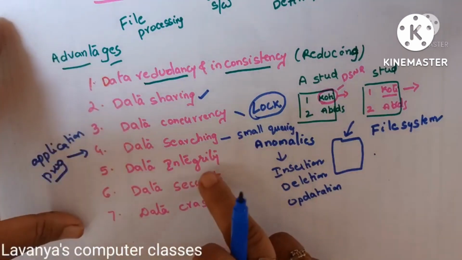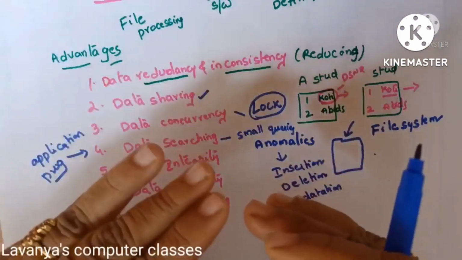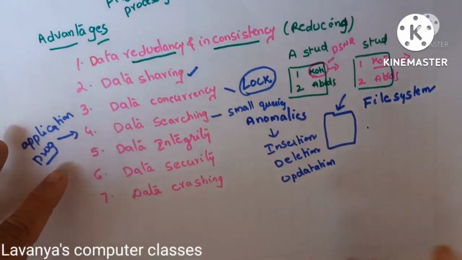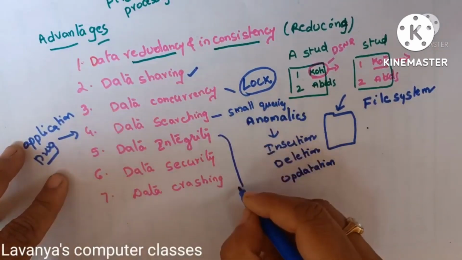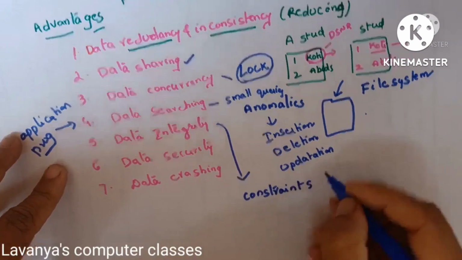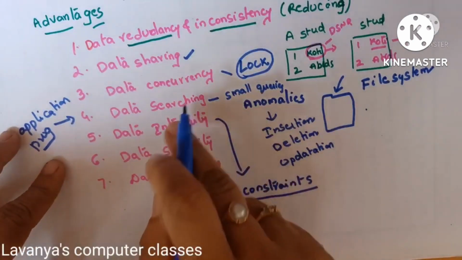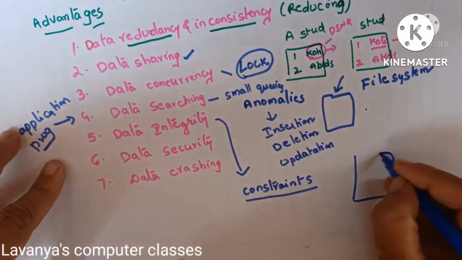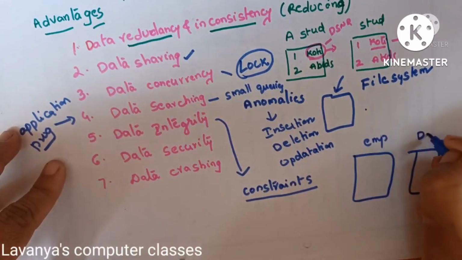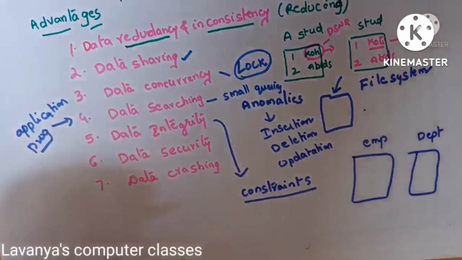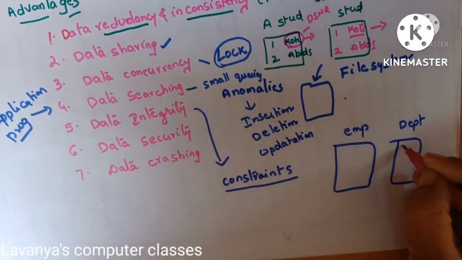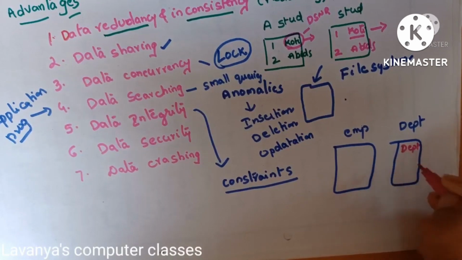Next one is data integrity. Data integrity means we have to maintain all the data in an integrity format. Integrity format means we have to maintain some constraints, and using these constraints we can maintain the data integrity. For example, you have two tables: the employee table and the department table. What is the department table? How many departments are available in your organization. For example, in our organization only two departments are there.